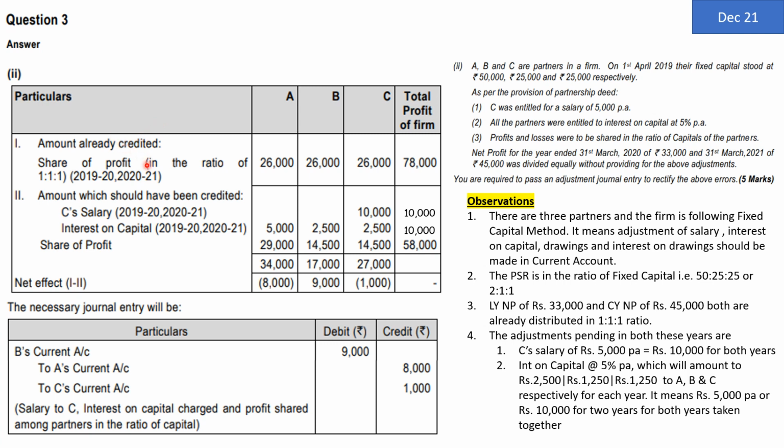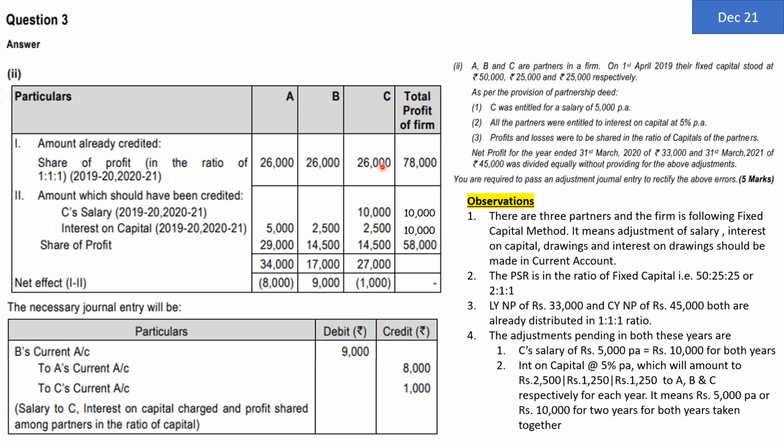So what is to be done now? The amount which is already credited is the profit for both the years. Profit for both the years is equal to how much? Rupees 45,000 and 33,000. 45 plus 33 is equal to 78,000. It was already divided in equal ratio. That means it was in the ratio of 1:1:1. So it was divided as 26,000, 26,000 and 26,000 to A, B and C. It is already being done.